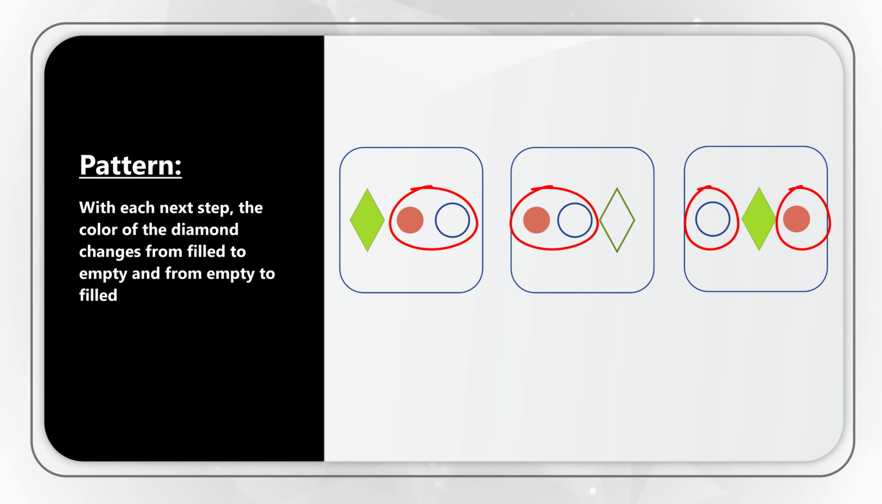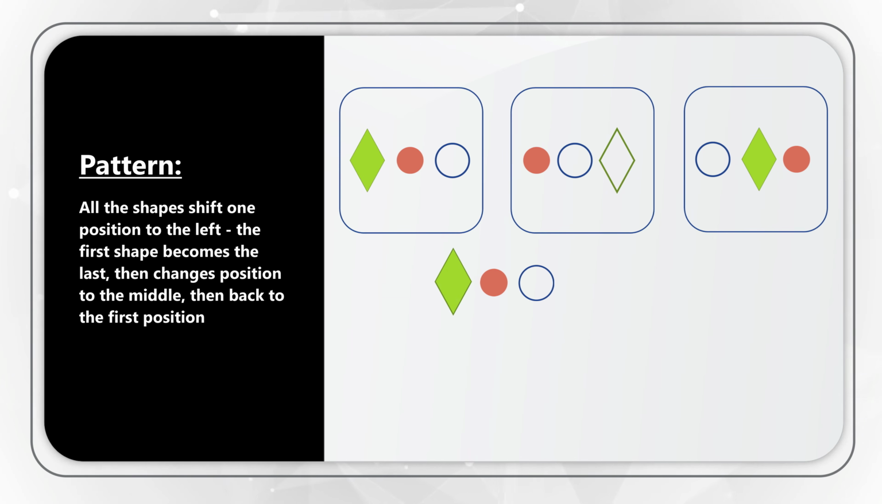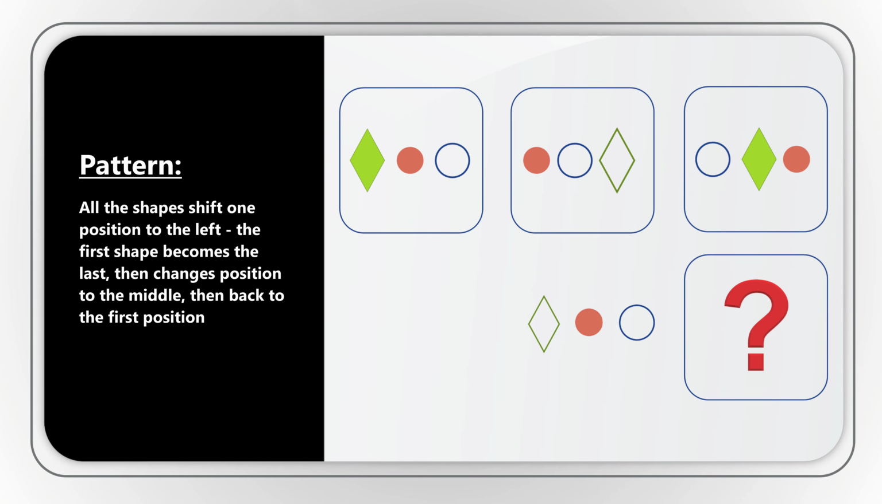But unlike colors of the circles, the color of the diamond changes from filled to empty and then from empty to filled. You can also notice that all shapes shift 1 position to the left. The first shape becomes the last, then changes position to the middle, and then back to the first position. Now, as you learned about the pattern, you can calculate that the answer here is choice B.